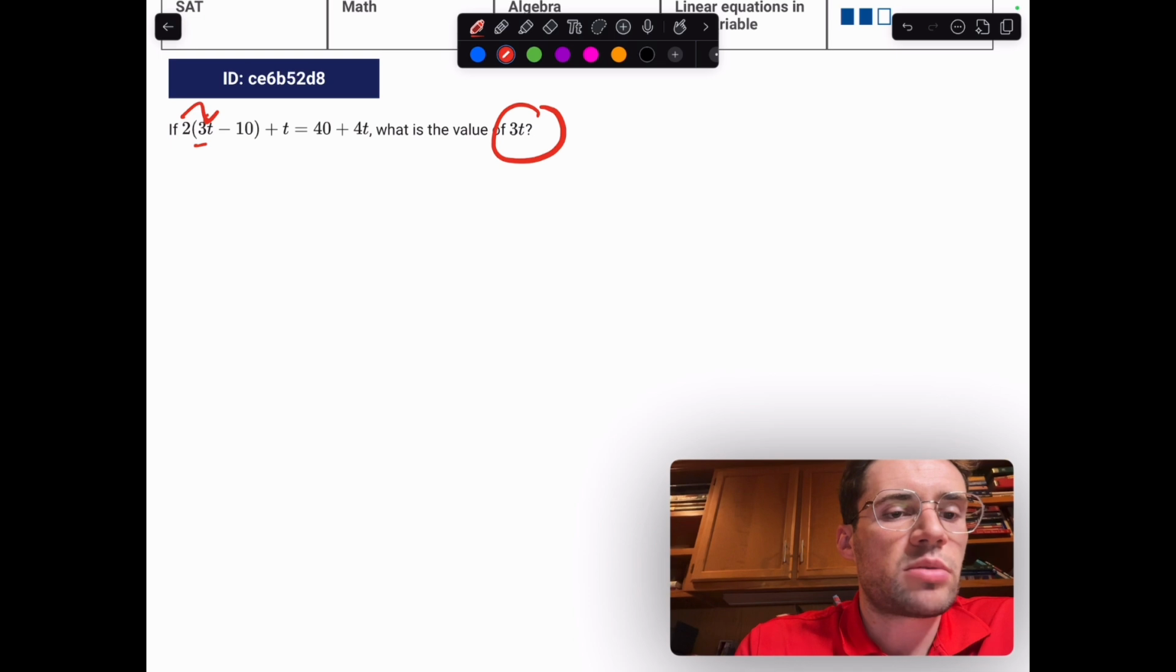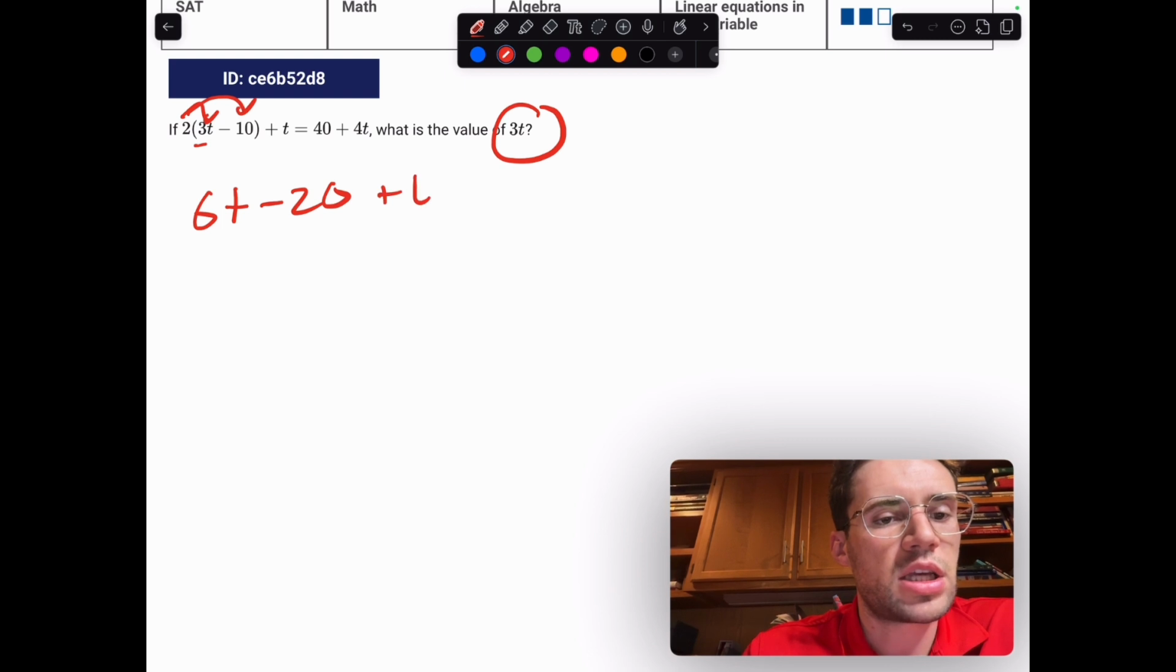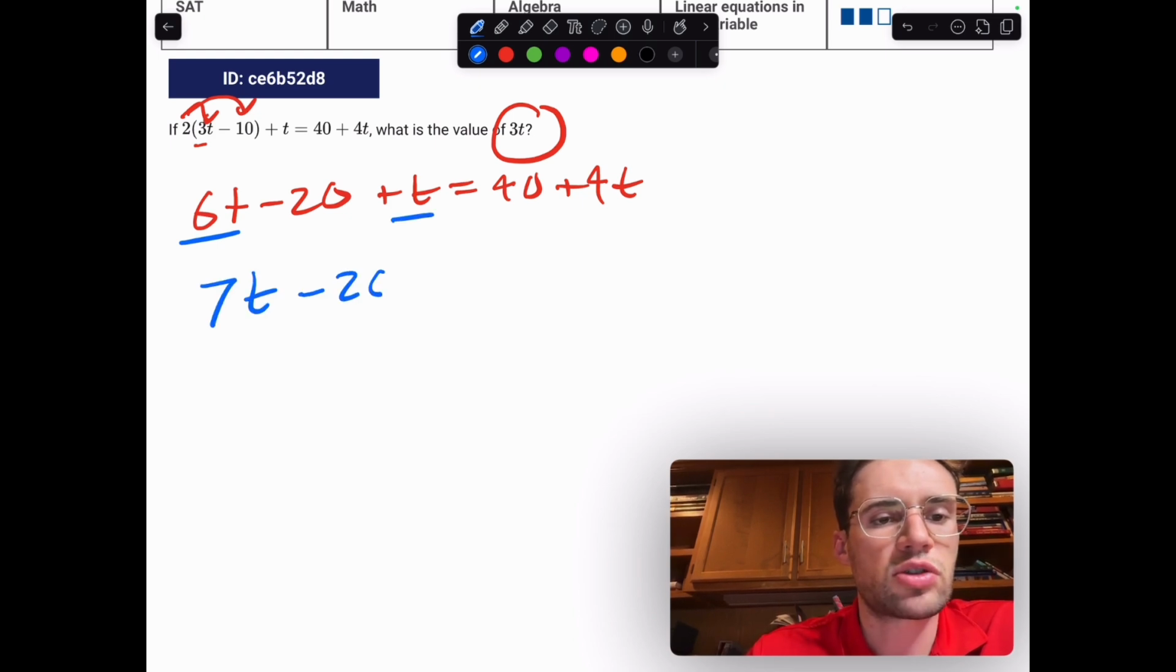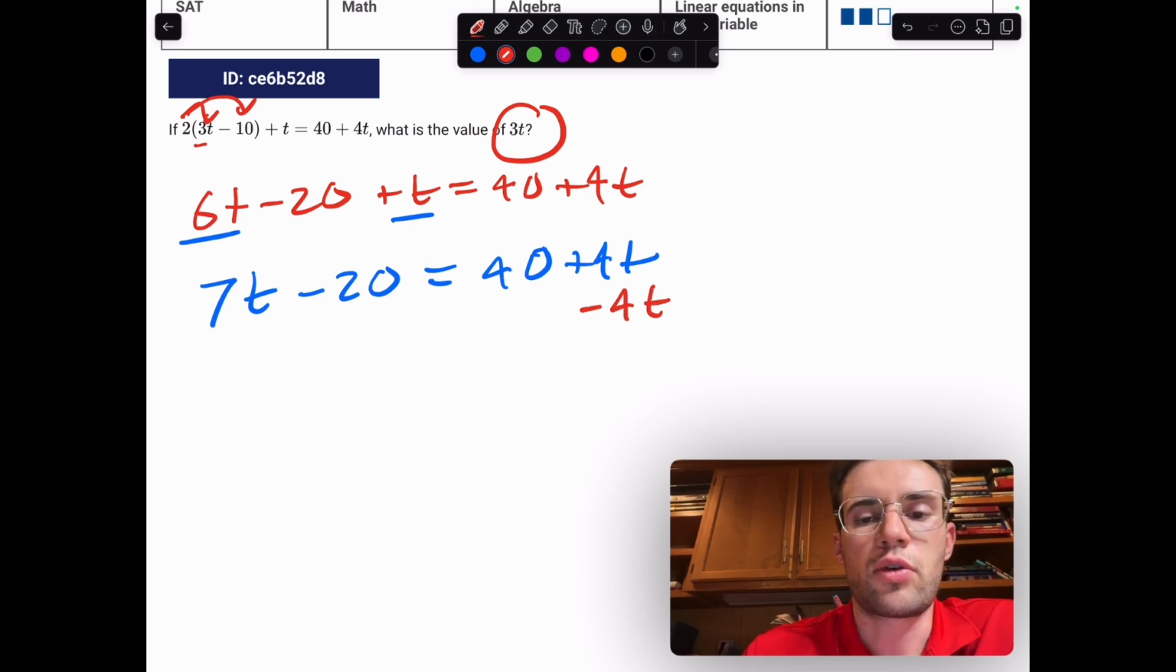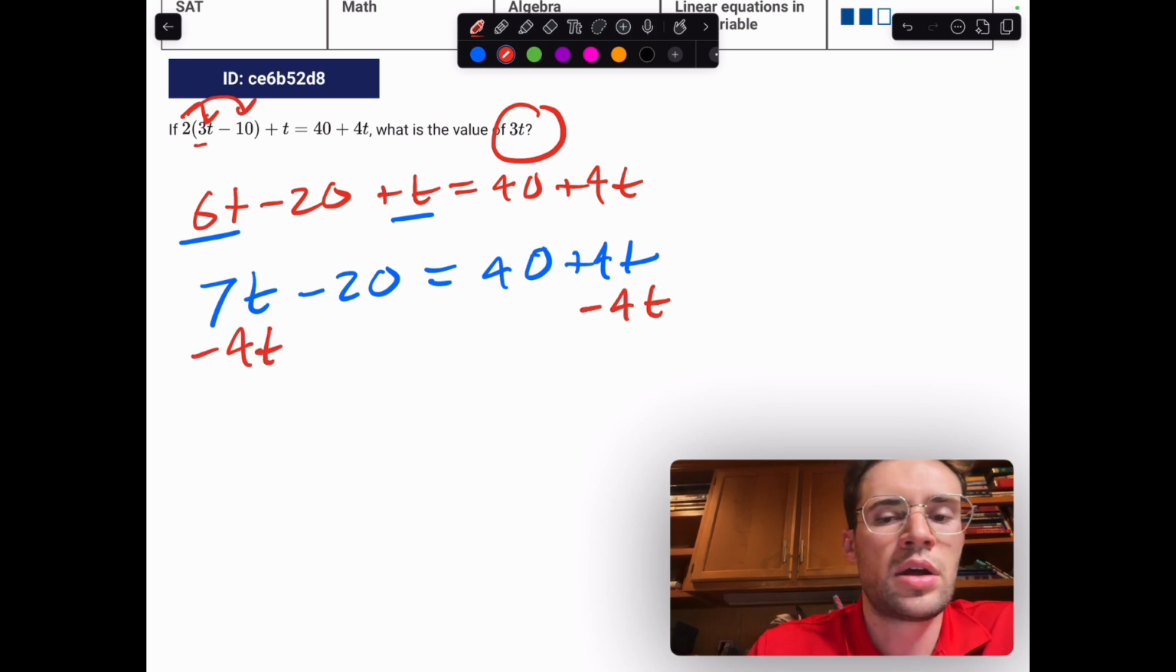So start by distributing the 2 here. 2 times 3t is 6t. 2 times negative 10 is negative 20, plus t equals 40 plus 4t. All right, so if we combine our like terms over here, 6t plus t is 7t. So we have 7t minus 20 equals 40 plus 4t. Now we want to get all of our t's together on one side, so I'm going to put them over here. Subtract 4t from both sides, which cancels the t's over here. That gives us 3t.